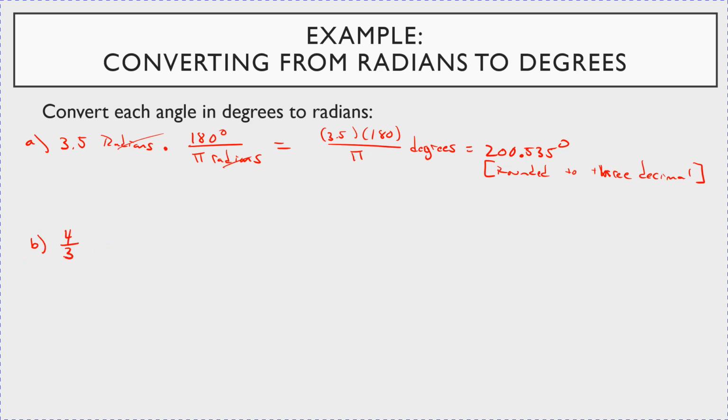Let's look at 4/3 pi radians, and I want to convert that to degrees. So again, you're just going to do 180 degrees divided by pi radians. Well, look, what's going to cancel out? This is awesome here. Radians cancels out. Pi cancels out. And so you're just left with 4/3 times 180 degrees.